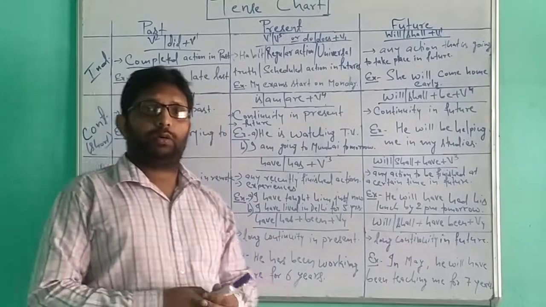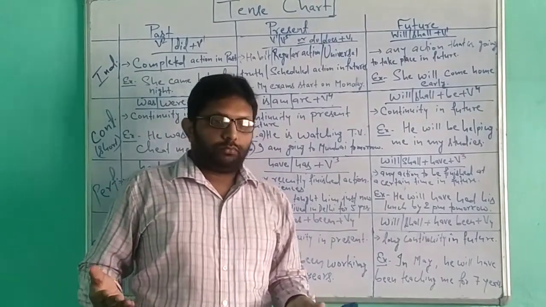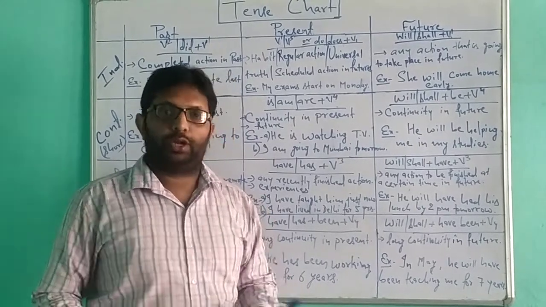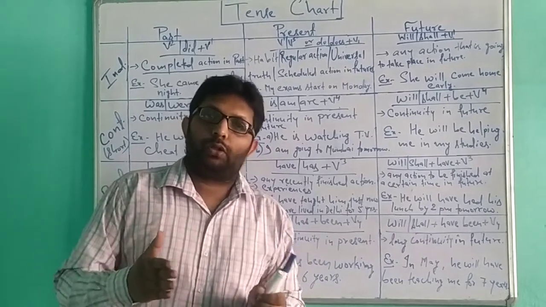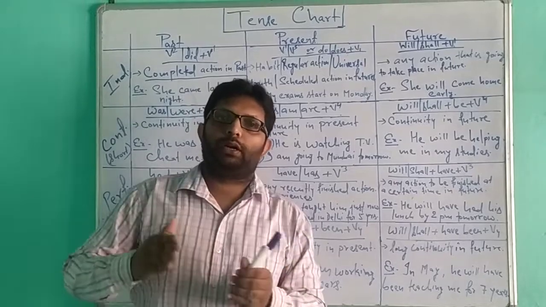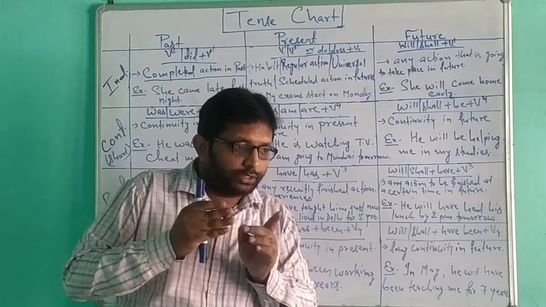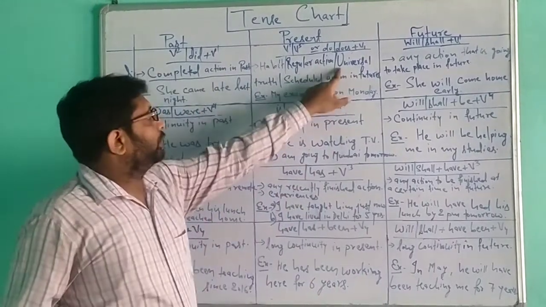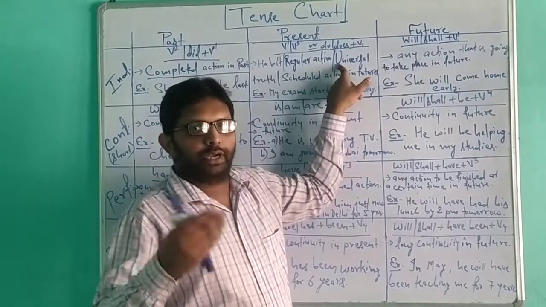Let us talk about universal truth. For example, stars twinkle at night, or the earth revolves around the sun. It means the earth revolves around the sun; this is a universal truth, so that's why it is used with simple present tense or present indefinite tense.